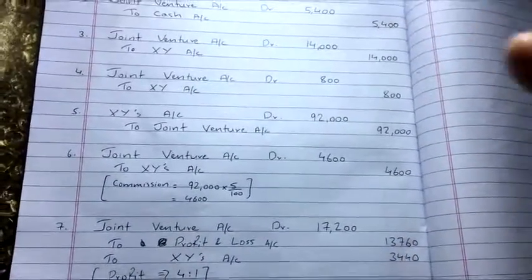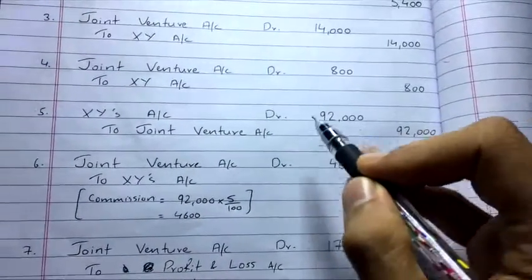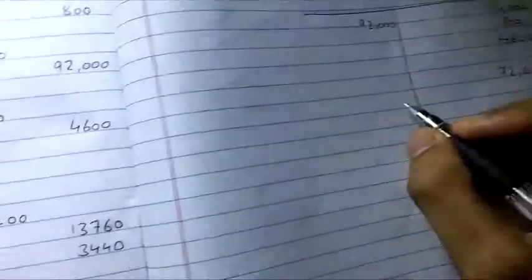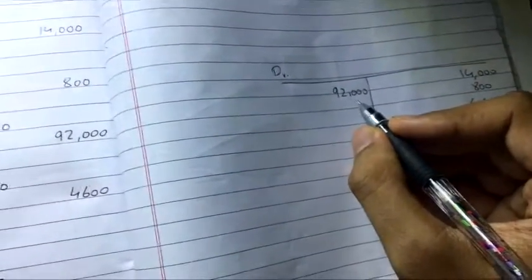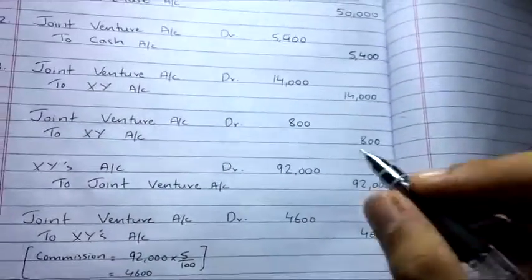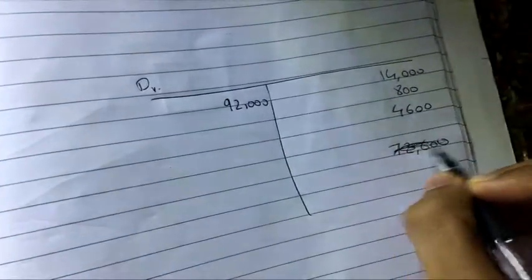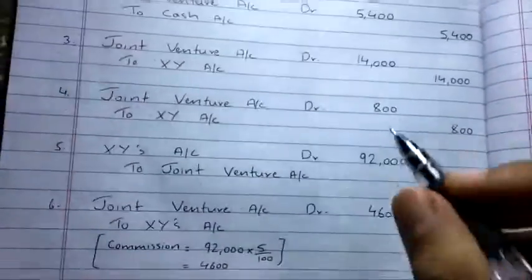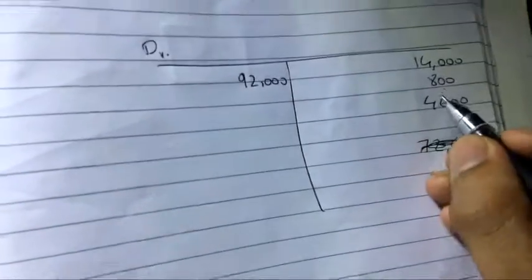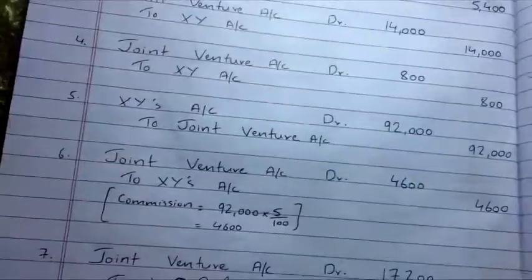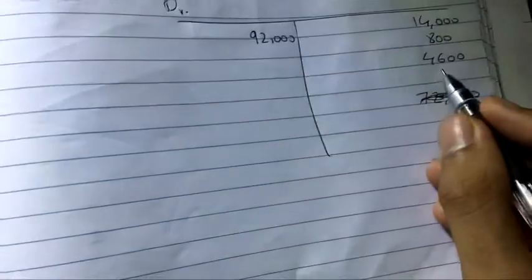Start with the debit amount. XY is being debited only once by 92,000, so on the debit side take 92,000. This is by rough, I'm explaining it to you. Then find out the credits. The first credit is over here, 14,000, so I took that. Then there is one more credit over here in XY account, 800, so take that 800. And then there is one more credit, XY's account 4,600, so I took that.